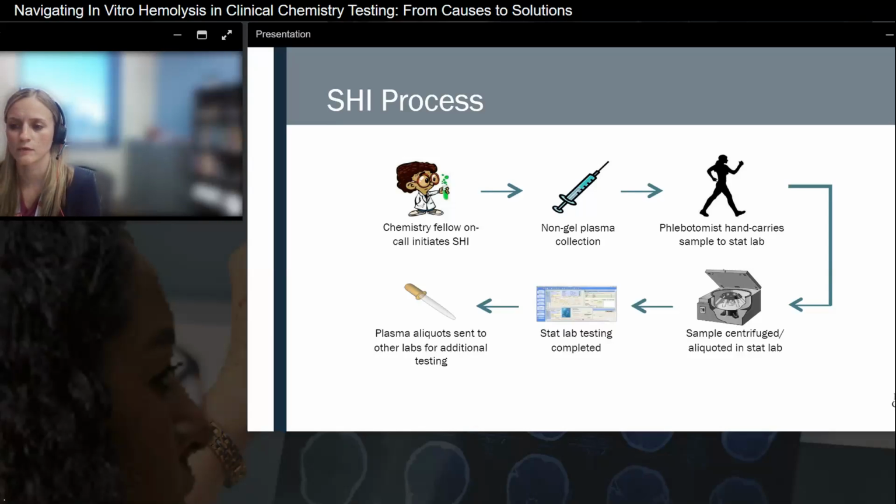Any testing that can be performed in the stat lab is completed, and then if there are any tests that need to be performed in a different laboratory, the plasma aliquot alone is sent to the lab via pneumatic tube for further testing. So the key points here would be that the specimens are collected ideally by venipuncture using a non-gel lithium heparin tube, and then the specimens are hand carried to the lab where they can then be centrifuged and separated from the red cells.